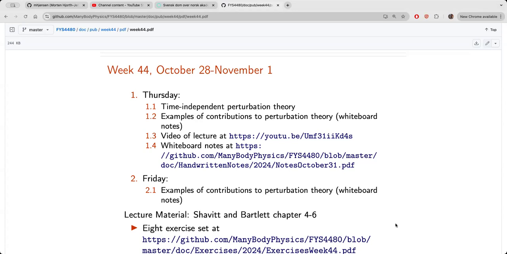So we are going to continue this discussion of time-independent perturbation theory, which will also be relevant for the second midterm. And today we are essentially going to look at examples on how we can calculate things. We are going to look at how we can set up these contributions in a diagrammatic form without explicitly going through the diagram rules, which we will pick up next week.